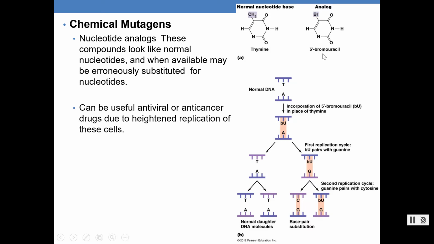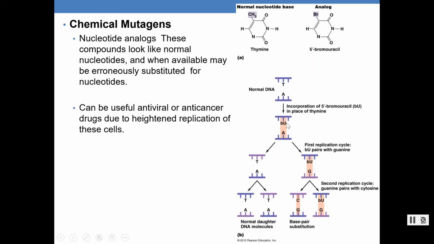As a cancer drug. This is one particular chemical that's used as a cancer drug. Let's see what happens. So I have my normal DNA, but I have a lot of this drug in the system, and when replication is happening very quickly, mistakes can happen. As it's replicating, instead of grabbing a thymine, the polymerase will grab this 5' uracil and put that in instead.